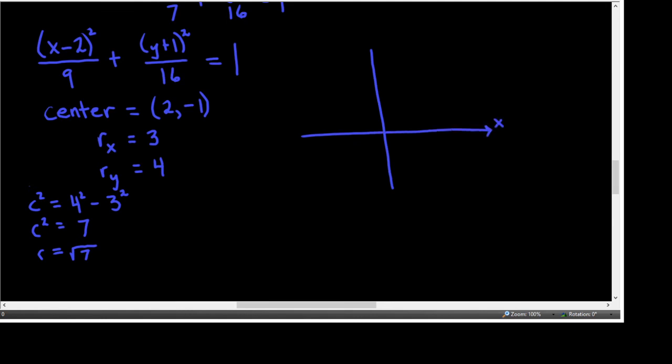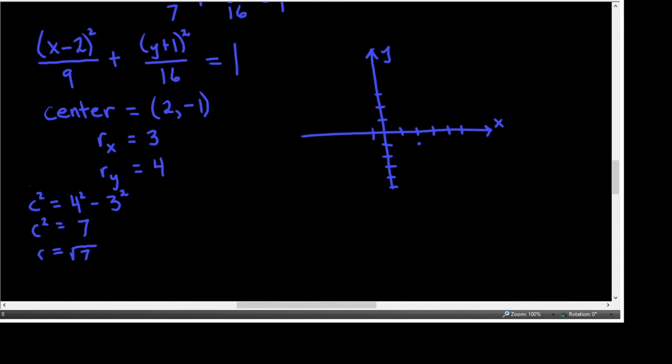Okay, so I've got the x-axis and the y-axis. We've got a center that's at 2, negative 1. And thinking ahead, the x radius is 3, so from that center I'm going to have to be able to go 3 to the right, and 1, 2, 3 to the left. And from the center, the y radius is 4, so I'm going to have to go from that center point up 1, 2, 3, 4, and from that center point down 1, 2, 3, 4. And that'll help you get your axes all set up nicely with the right scale and all that.